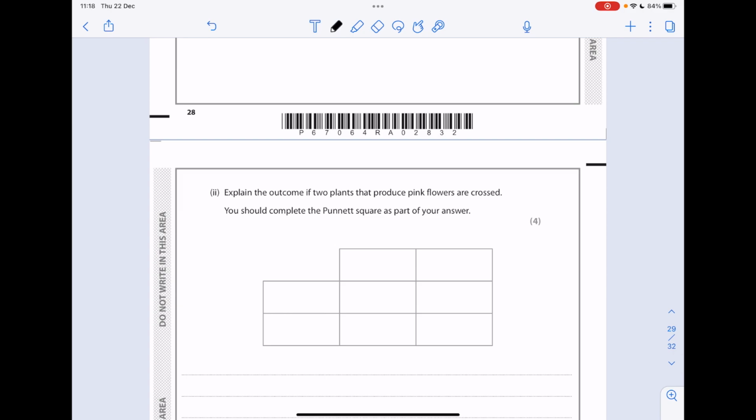Explain the outcome if two plants that produce pink flowers are crossed. You should complete the Punnett square. So we're effectively crossing two of these. Be so careful with this. Read the question really carefully. And it's just a matter of working out the outcomes.